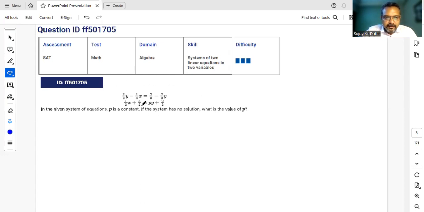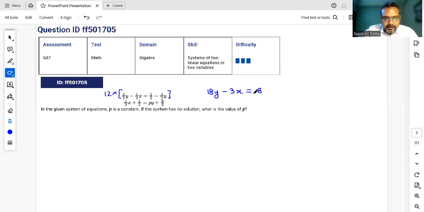So first equation, I just multiply with, look at the denominator. You have 2, 3, and 4, right? So let's multiply with 12 throughout on both sides. 12 times. So 3 over 2 times 12 will get you 18y. 1/4 of 12 will give you 3.